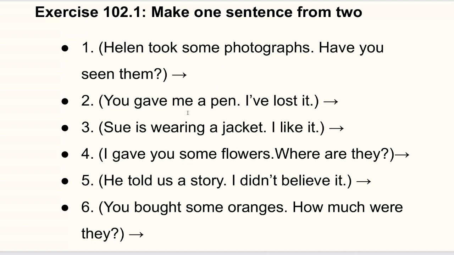You gave me a pen. I've lost it. I've lost the pen you gave me. So the pen is object here. So I've lost the pen which you gave me, which is optional. Sue is wearing a jacket. I like it. I like the jacket Sue is wearing. I gave you some flowers. Where are they? Where are the flowers I gave you? I didn't believe. He told us a story. I didn't believe it. I didn't believe the story he told us. You bought some oranges. How much were they? How much were the oranges you bought?